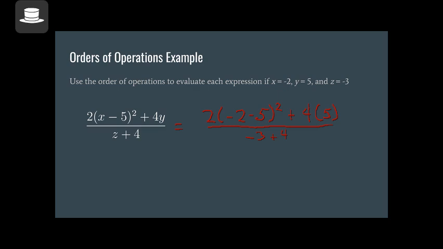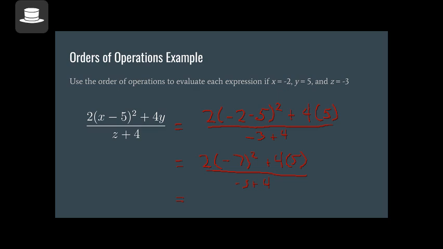All right, so hopefully you had the opportunity to pause the video and attempt this one. So again, just following my PEMDAS. I'm going to start with parentheses this time. So I have 2 times, so I have negative 2 minus 5, which comes out to negative 7 squared plus 4 times 5, all divided by negative 3 plus 4. All right. So that takes care of my parentheses.